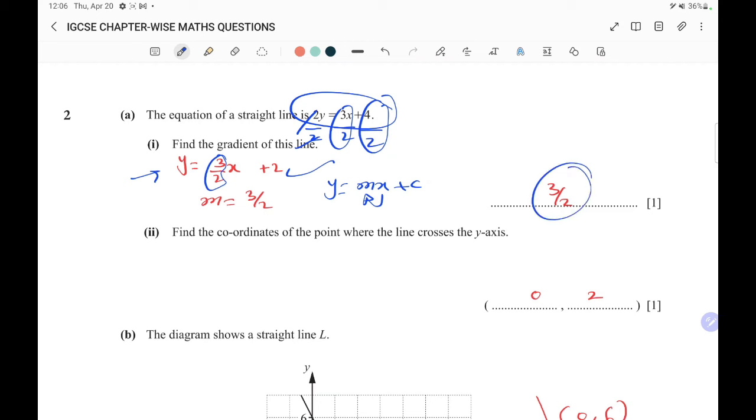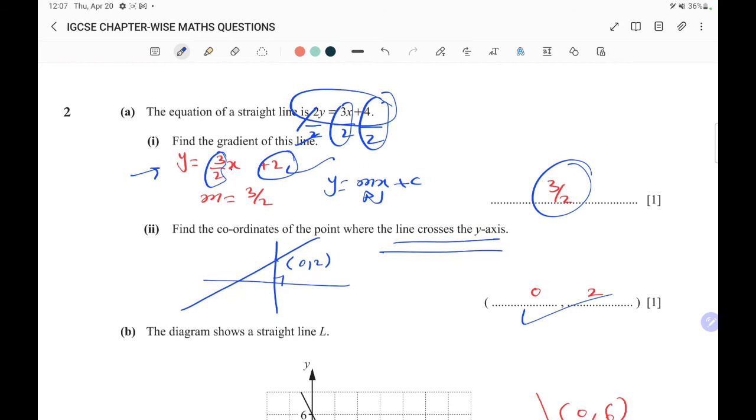Find the coordinates of the point where the line crosses the y-axis. So this is your 2, because the y-intercept is 2. So your line will be like that. And when you put 0 here, when you put x as 0, then you will get 0, 2. Find the coordinates of the point where the line crosses the y-axis. So that is 0, 2.